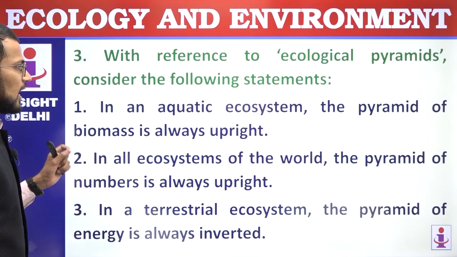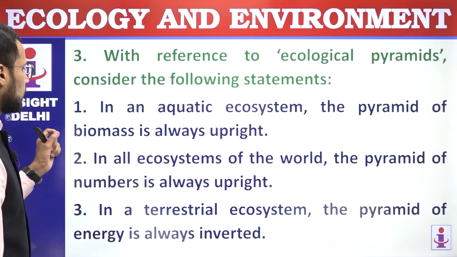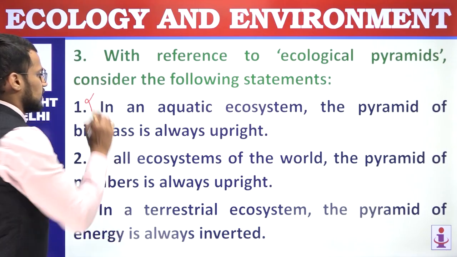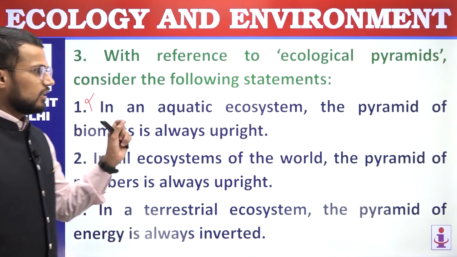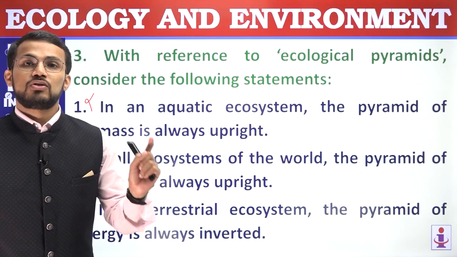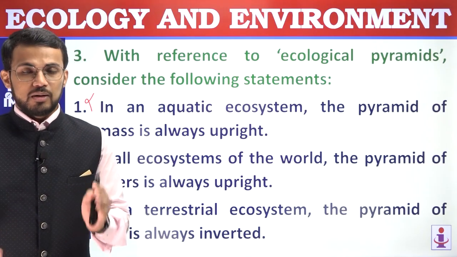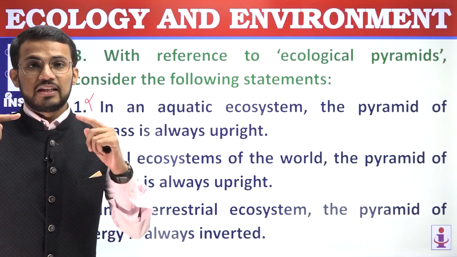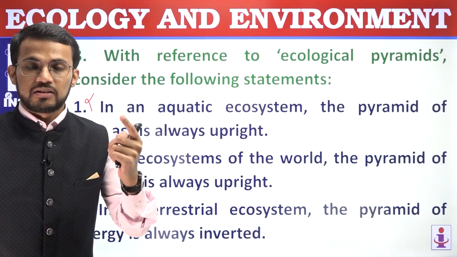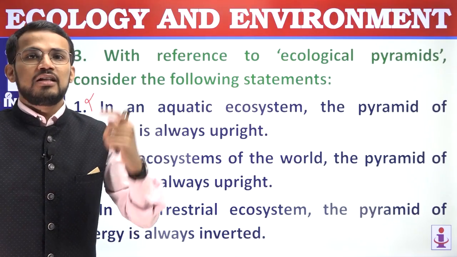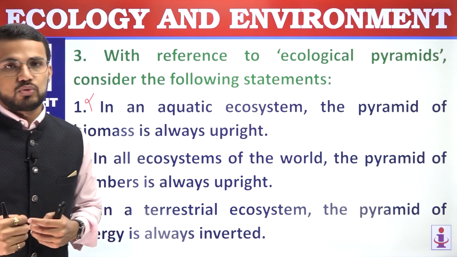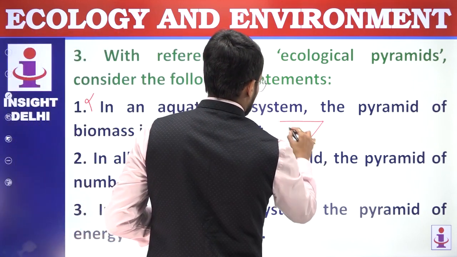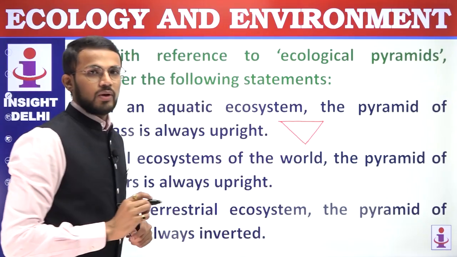First, in an aquatic ecosystem, the pyramid of biomass is always upright. This statement is an incorrect statement. Why? Because in aquatic ecosystem, the pyramid of biomass will always be inverted, because the biomass associated with phytoplanktons is lesser than the biomass associated with zooplanktons, which is further lesser than the biomass of further consumers. And that's why we will always get an inverted pyramid of biomass in the aquatic ecosystem.